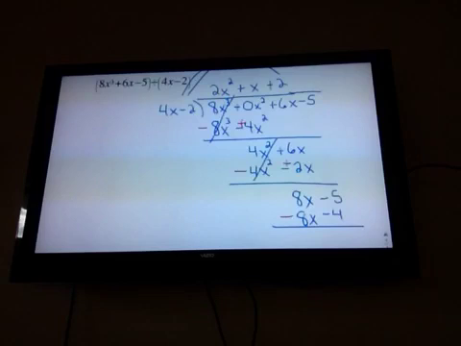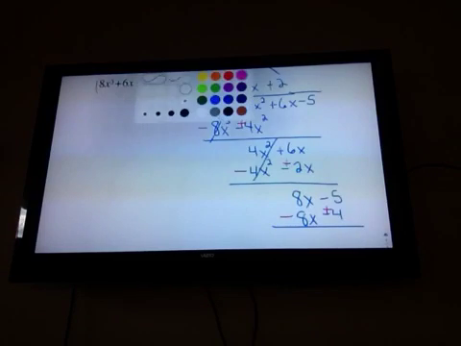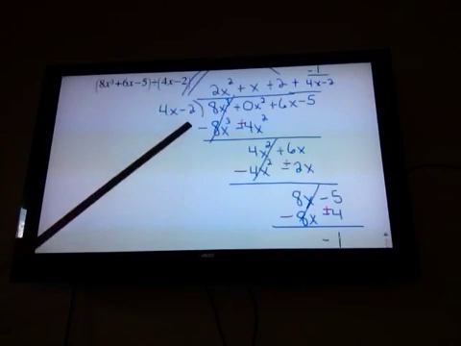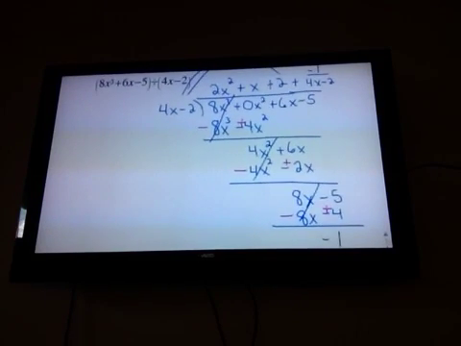We will change our signs and add. First one's canceled. They should every time. And then negative 5 plus 4 is a remainder of negative 1. It's possible to not have a remainder. I should have said that probably from the beginning. All the ones we did had one, but it's possible that you don't get one. And then our remainder is written as negative 1 over our divisor, 4x minus 2, sorry.